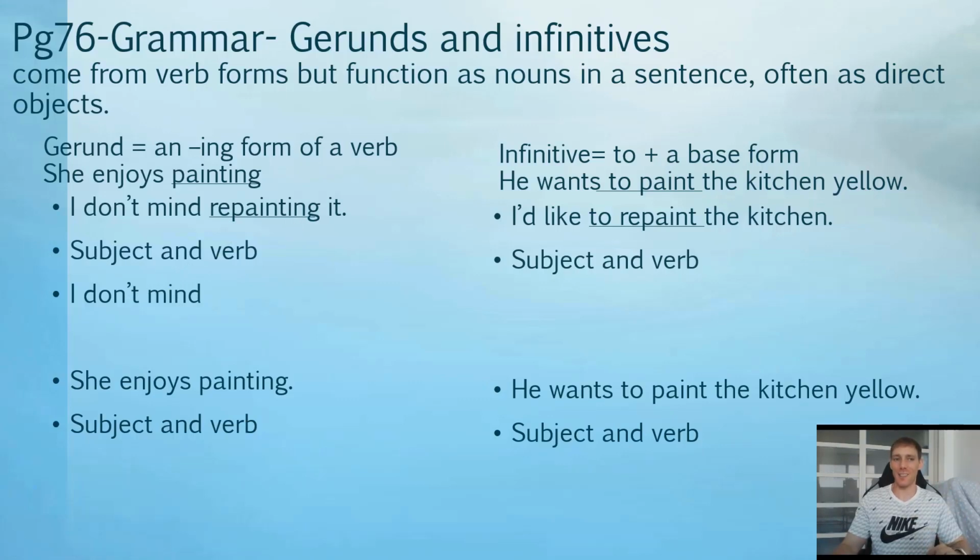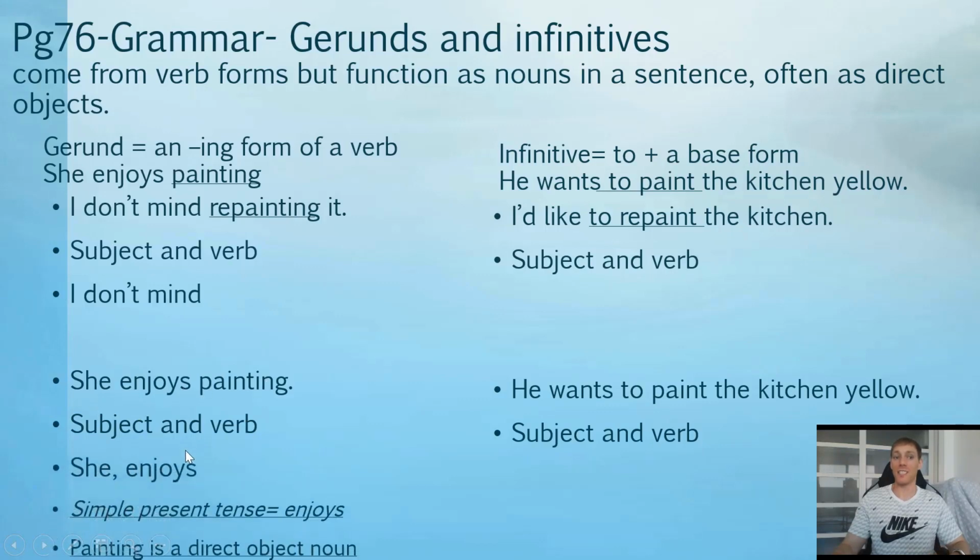So you can see how this is made up. She enjoys painting. Subject, she. Verb, enjoys. Painting is the direct object noun. So you can see it's easy to make the gerund. The infinitive is just to plus the base form of the verb. He wants to paint the kitchen yellow. I'd like to repaint the kitchen. Okay. Makes sense, right? To repaint.